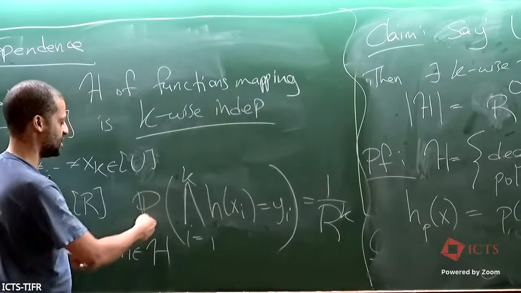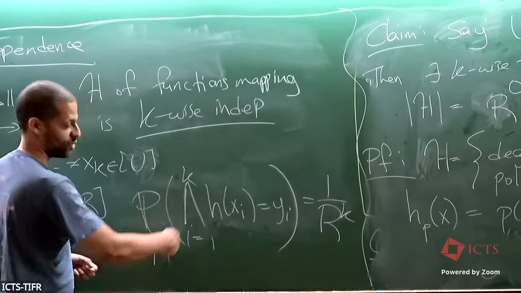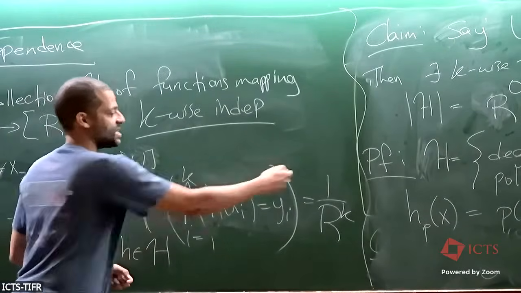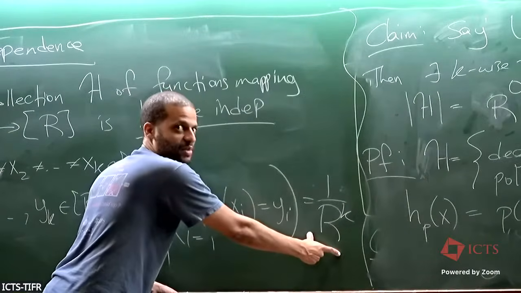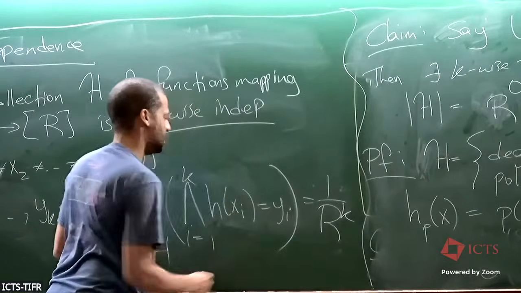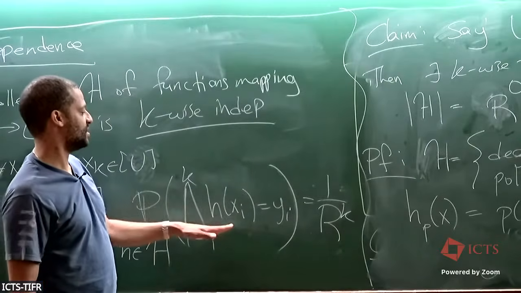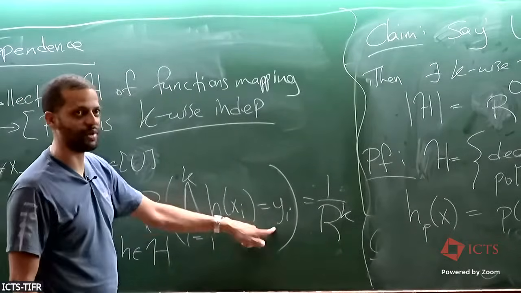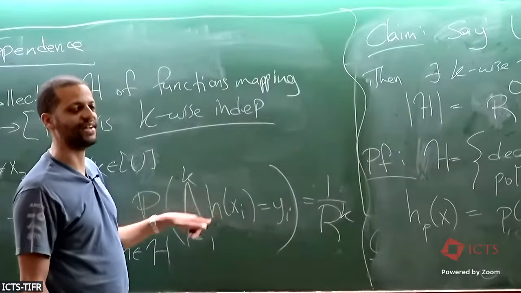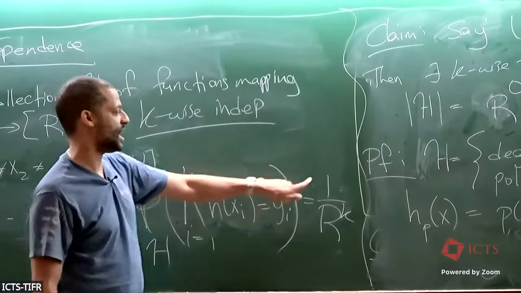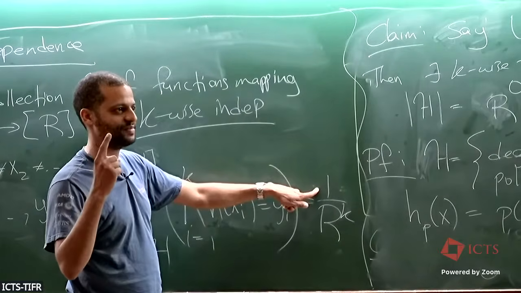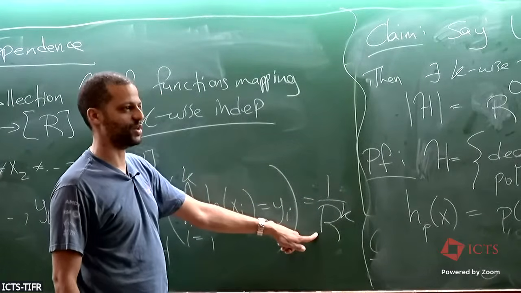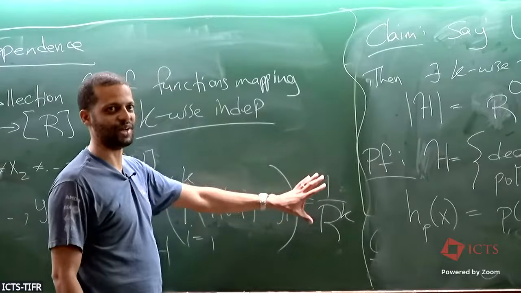If I want to ask, what's the probability that a random polynomial makes that happen? It's how many polynomials are there that make that happen divided by how many polynomials are there, period. And if I want to say h of x1 is y1 and h of x2 is y2 and up to h of xk is yk, how many polynomials are there that make that happen? 1. This is polynomial interpolation. 1 divided by the number of polynomials, and you'll get exactly what I wanted.